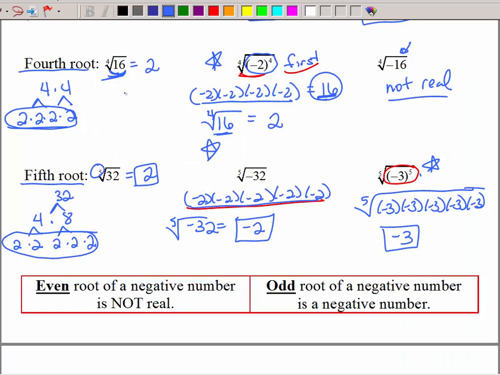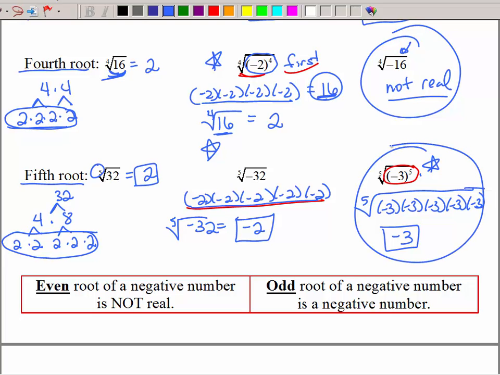And the conclusion should be that an even root of a negative number is not real, but an odd root of a negative number is a negative number. This is very, very important. This will save you a lot of time and trouble if you just were to memorize those facts.